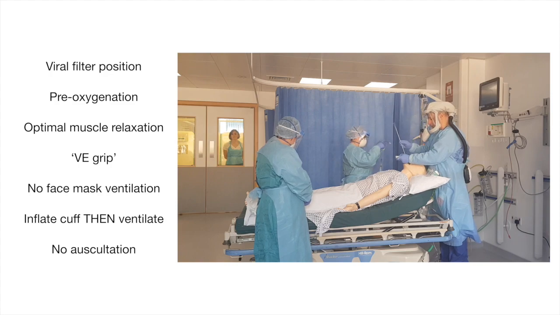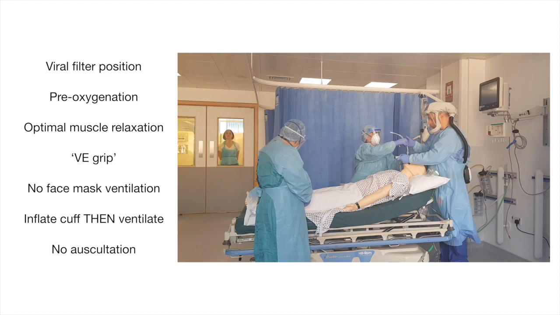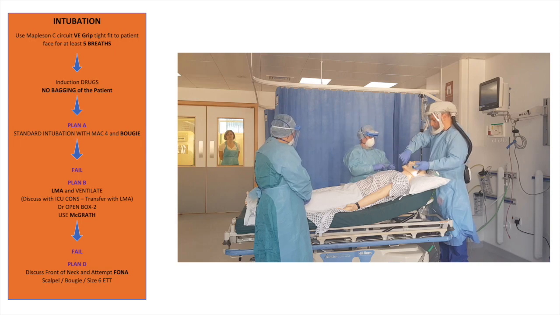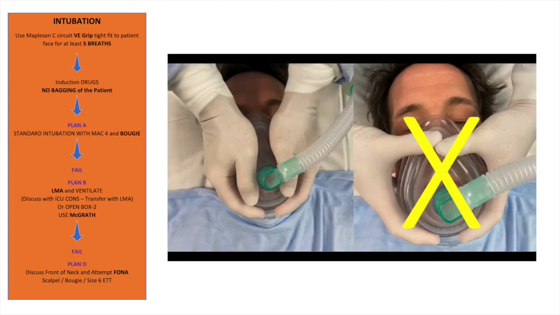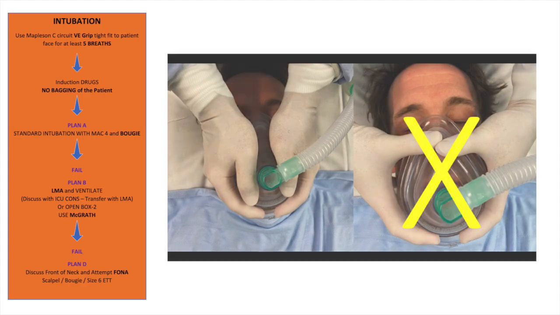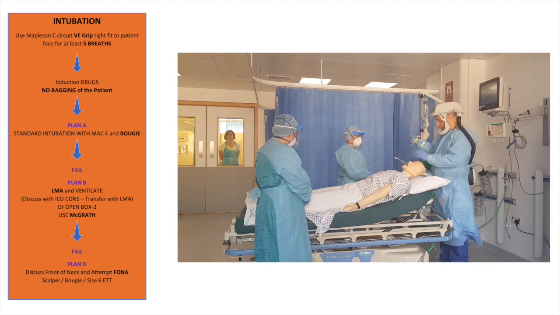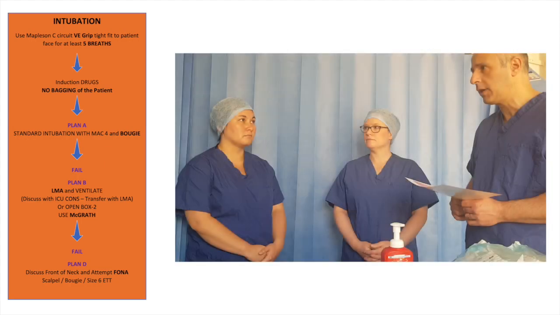The cuff is inflated before ventilating the patient's lungs, and auscultation is not done as this risks interfering with the face mask or hood seal. Plan C is intentionally left out of the airway management algorithm, as this step can expose the team to aerosolization. In the rare occasion where Plan A and B fail, please use the VE grip and low flow ventilation or emergency front of neck access if it is the only option. This escalation should be decided prior to the procedure.